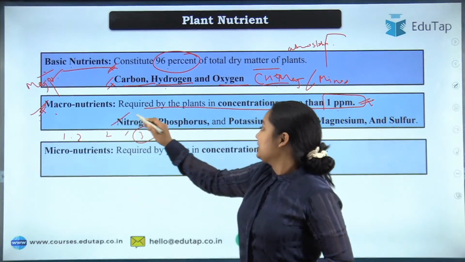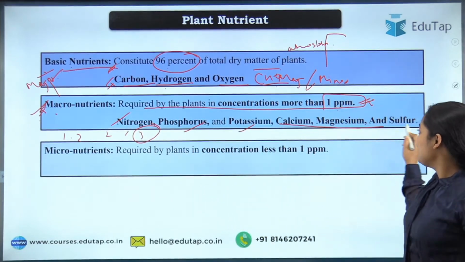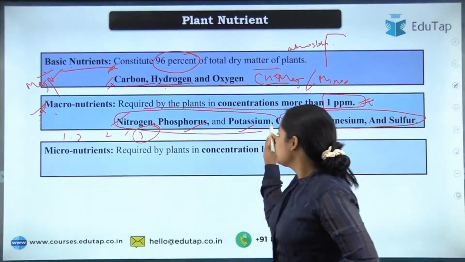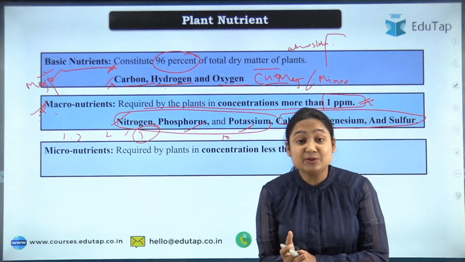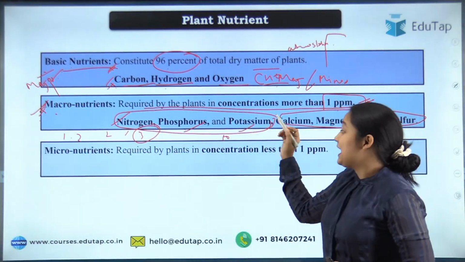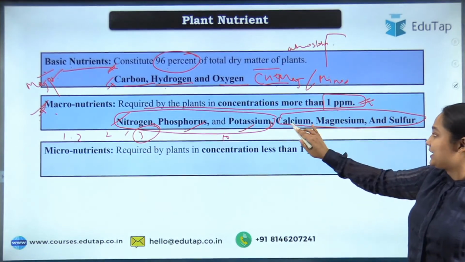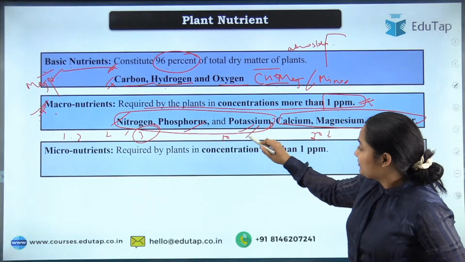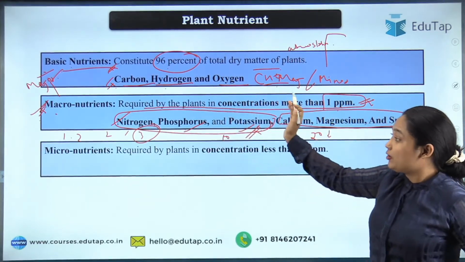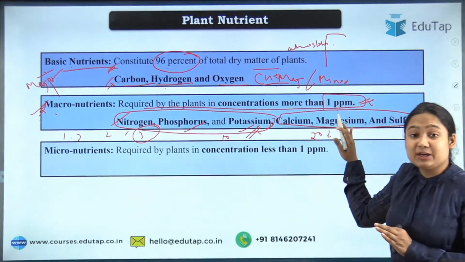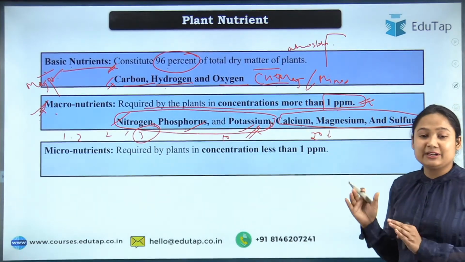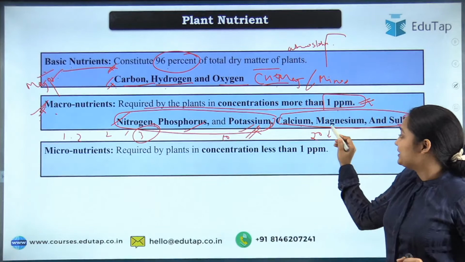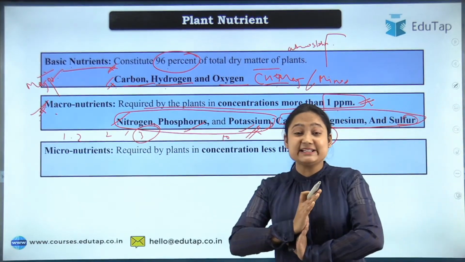These macronutrients are nitrogen, phosphorus and potassium. Then there are calcium, magnesium and sulfur. See, nitrogen, phosphorus and potassium are also called primary nutrients. Why primary nutrients? Because they are required in high quantity compared to the other three, calcium, magnesium and sulfur, which are called secondary nutrients. These are required in the moderate quantity, and that's why they are called secondary nutrients. I hope that is clear.